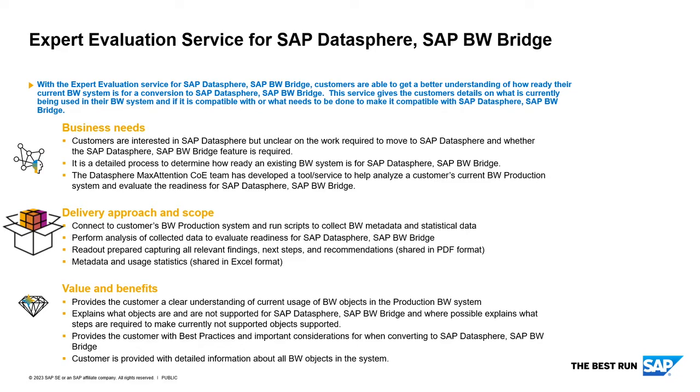So what does this mean? This means we're taking a look at the objects that are currently utilized in your production BW system and checking a few things. First, for all the objects, are they all being used? And what I mean by that is in the last, say, year or two, how many of the objects in the system are being used?